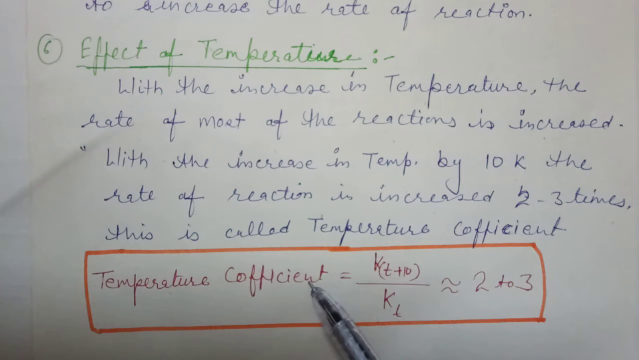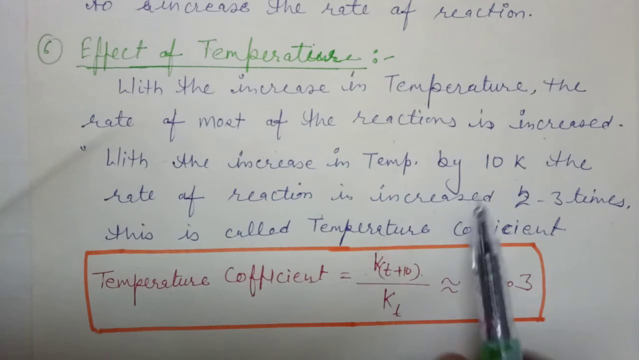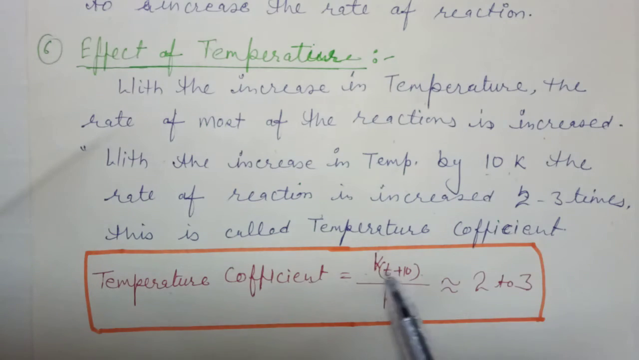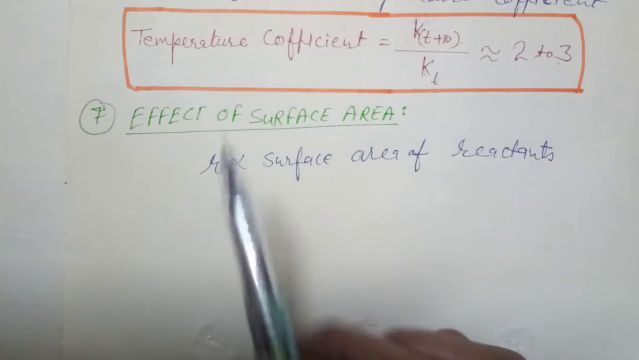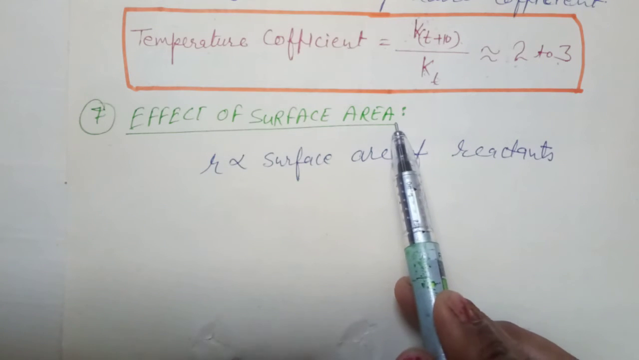The temperature coefficient is equal to K(T+10) divided by K(T), where K is the rate constant. At temperature T it is K(T), and when the temperature is increased by 10 Kelvin, meaning T + 10, it is K(T+10). The ratio of these two rate constants is equal to 2 to 3, meaning the rate is increased by 2 to 3 times. Okay, clear? The next factor is the effect of surface area.